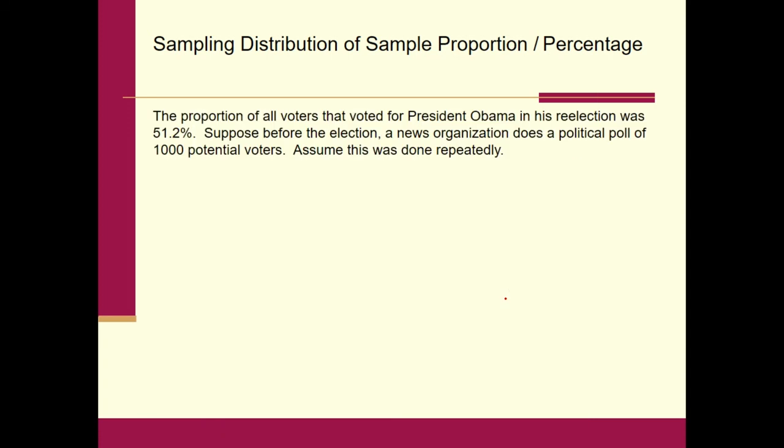Let's do one more, just to make sure that you got it. The proportion of all voters that voted for President Obama in his reelection was 51.2%. Suppose before the election, a news organization does a political poll of 1,000 potential voters. Assume this was done repeatedly, and a lot of times it is by different news organizations. Even if we put all those samples from all the news organizations together, we could not possibly create the sampling distribution of p hat, because there's a whole bunch of different p hats out there.